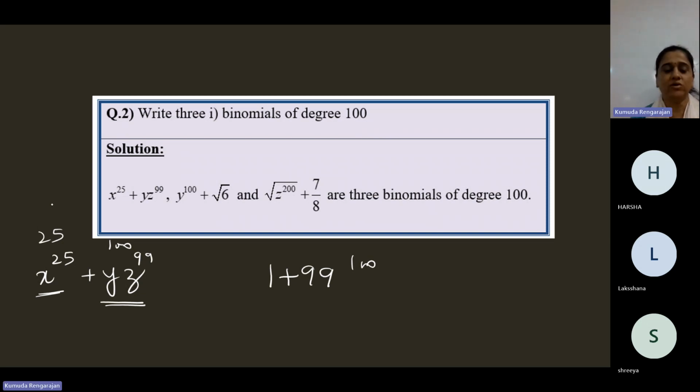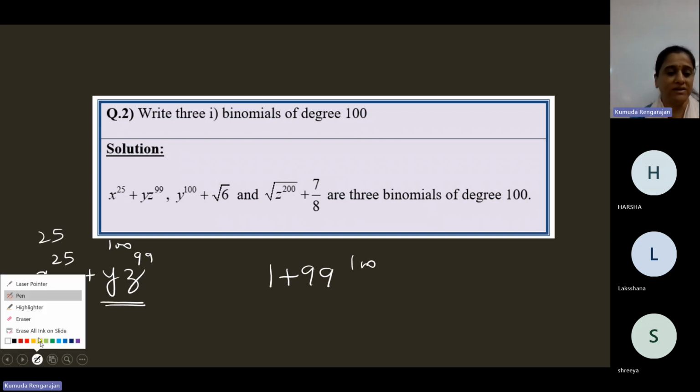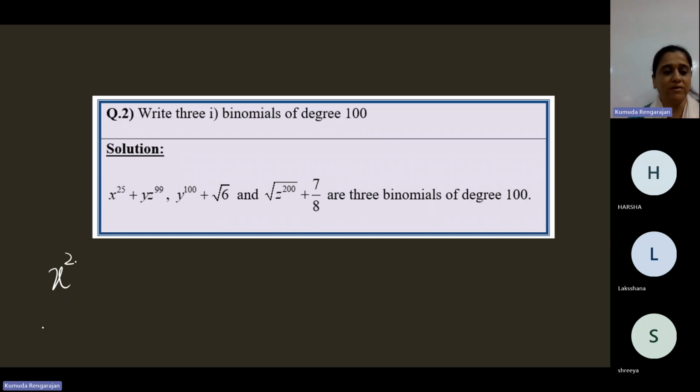So x to the power, you don't see the number 100 there. But x to the power 25 plus yz to the power 99 is a binomial of degree 100. Because y is raised to the power 1 and z is raised to the power 99. 1 plus 99 is 100. So the second term has power 100. First term 25, greatest of the two is 100, so degree 100. Correct?